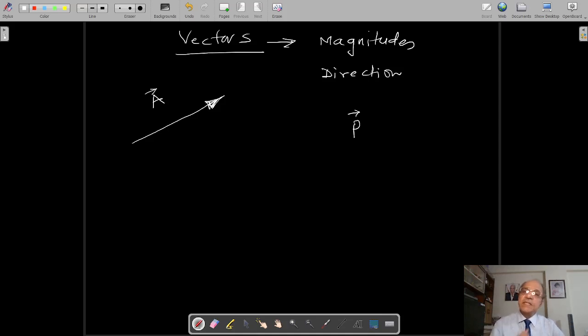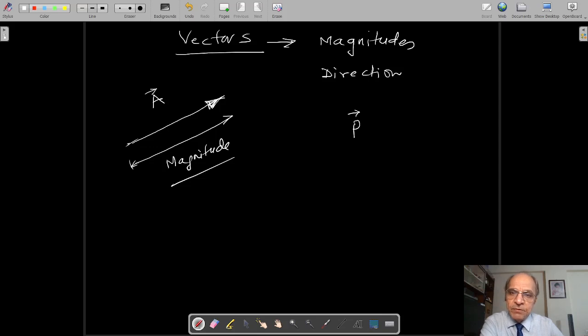So a vector will normally be represented by a capital letter having an arrowhead on top, and geometrically this will be represented by an arrow. The length of the arrow will represent the magnitude of the vector, whereas the arrowhead will represent the direction of the vector. So this is a vector A whose magnitude is proportional to its length, and the direction is this.